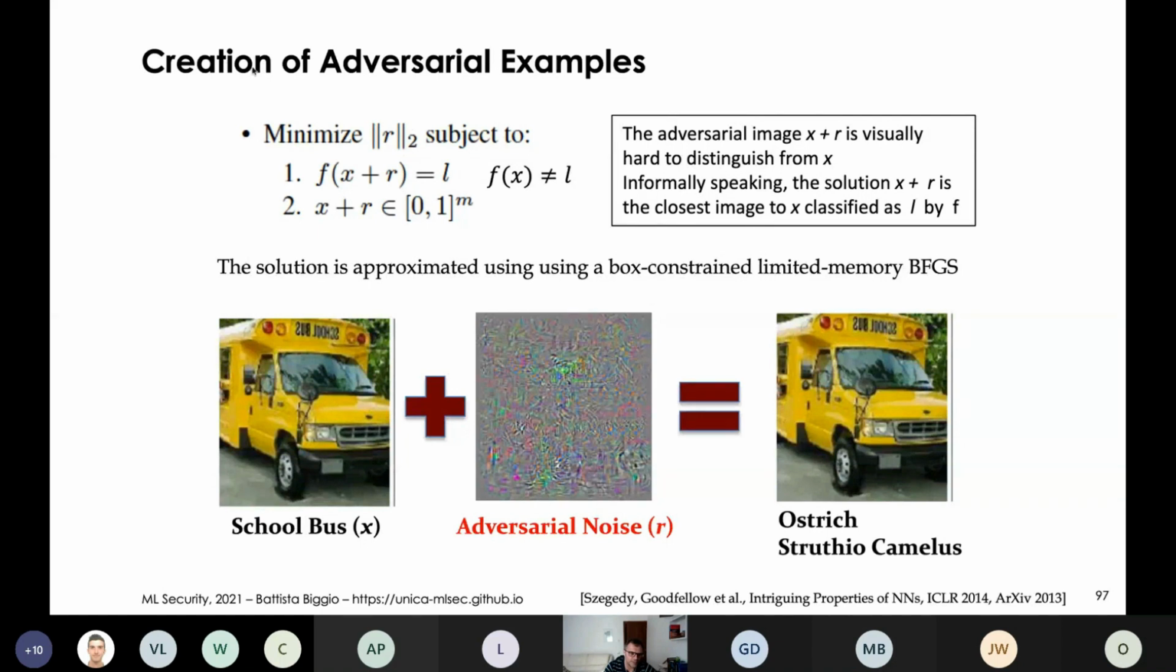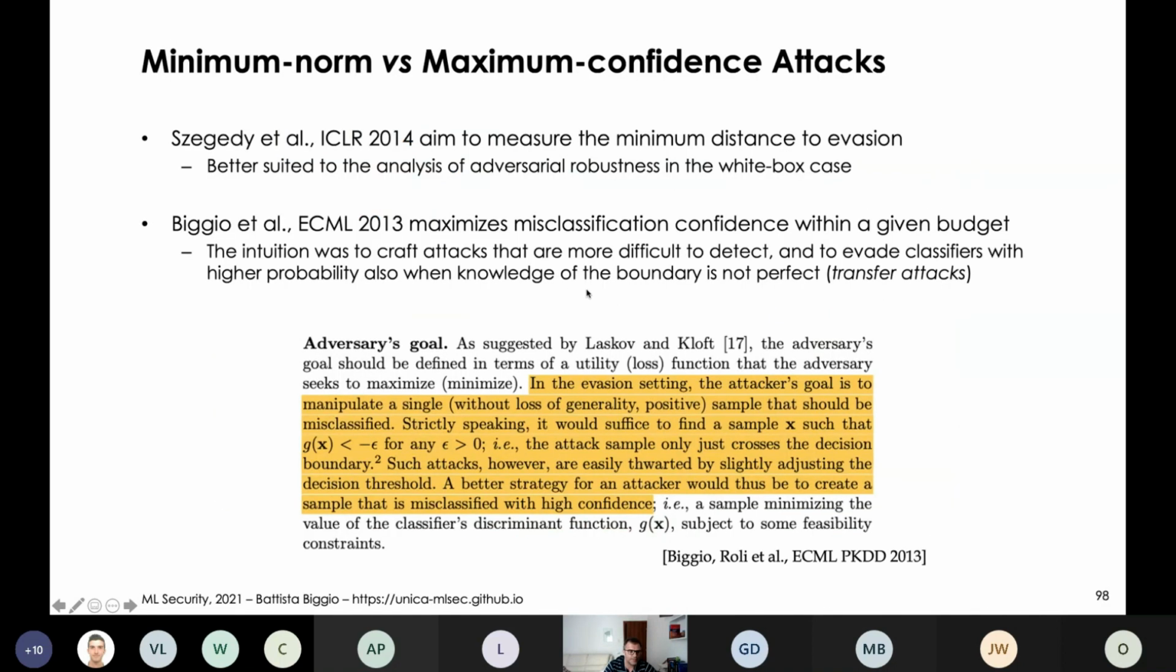But again, this can be solved by gradient descent, and this was what they did in that paper. So they used this box constrained limited memory BFGS algorithm. It's the L-BFGS version of this gradient descent algorithm. And this is how they implement these things.